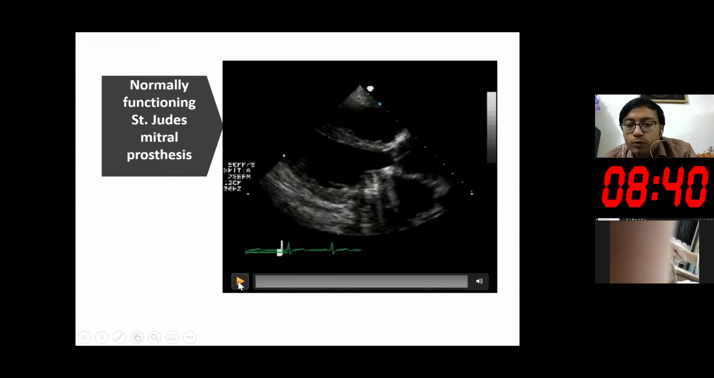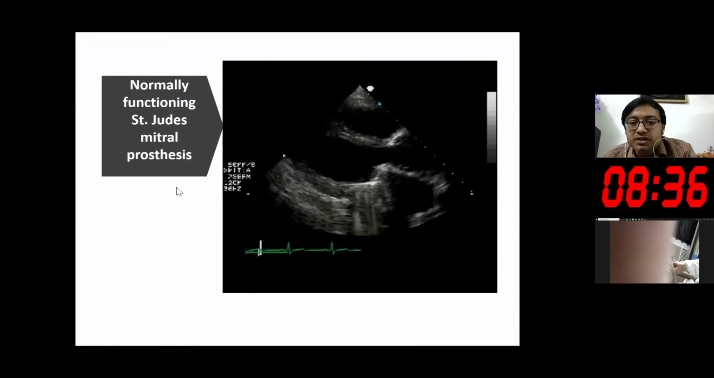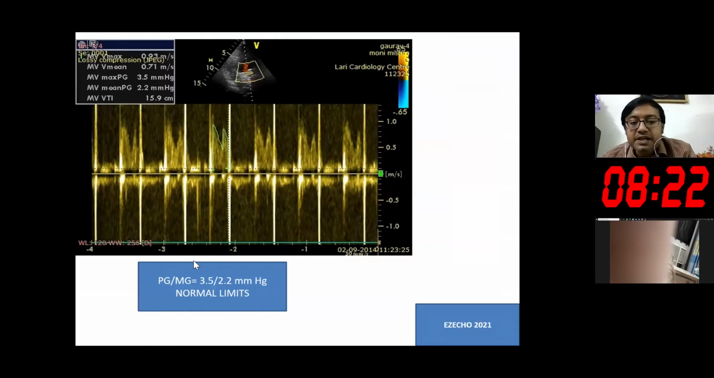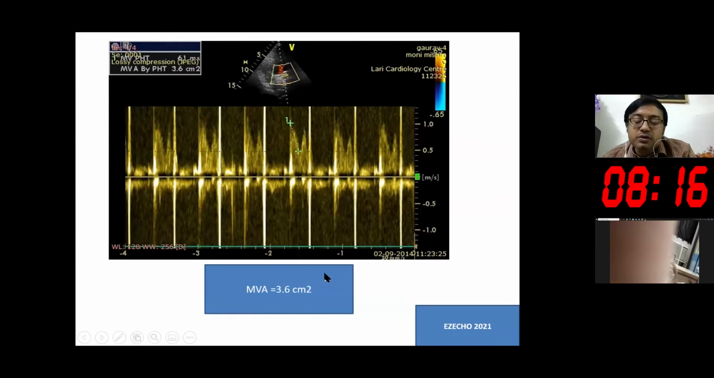Beautiful motion of the bileaflet valve is seen in the St. Jude's mitral valve. The Doppler study shows the closing click, which is sharp, that indicates brisk opening and closure of the mitral valve leaflets, which corresponds with the opening and closing clicks in the auscultation also. The peak and the mean PG are also within normal limits. The mitral valve area as measured from the pressure half time is equal to 3.6 centimeters square. That is pretty normal.